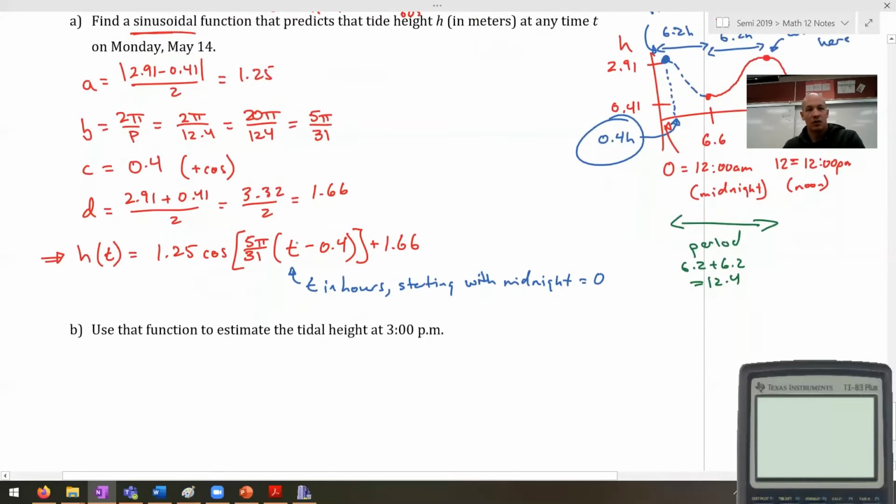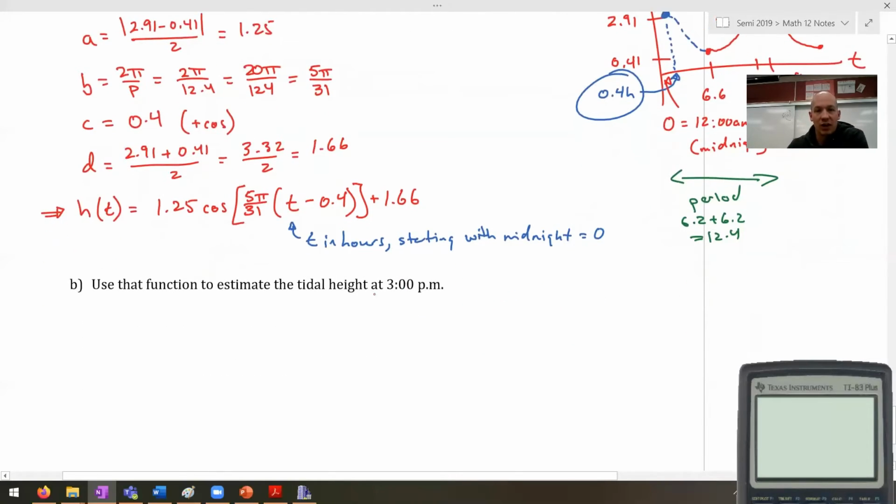Okay, so now we're going to use that function to estimate the tidal height at 3 p.m. So what is the height at 3? Now this is a little sneaky thing. It's 3 p.m., so in the 24-hour clock, this is 15 hours. So that will be what is my height at 15 hours, because we're going 15 hours from midnight. So 1.25 cos, and then the rest is just putting in the quantities.